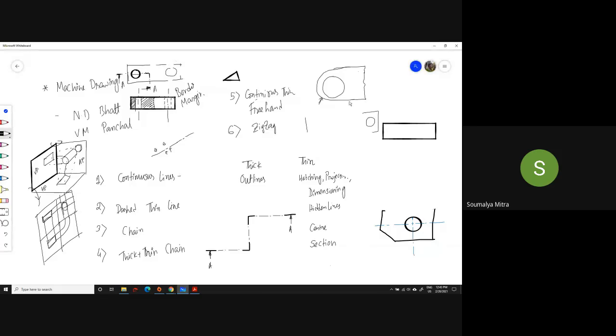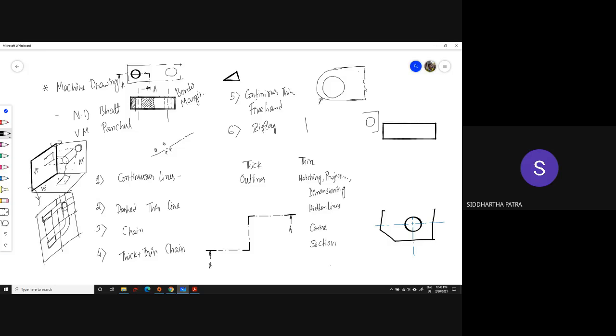So continuous thin freehand, let's say it's a quite large object, okay, and you are not interested in drawing the remaining portion of it. You are only interested in the portion where there is this circular hole, okay. So you draw this part, this circular hole, this circular curved portion, this flat portion, okay. You draw all of this using your instruments, right?